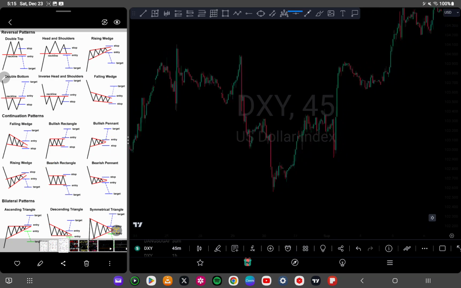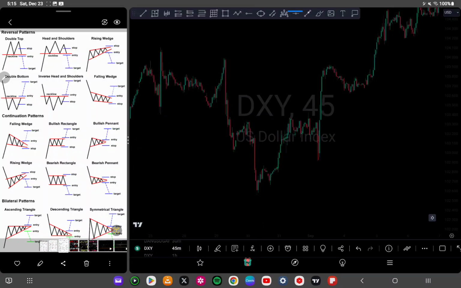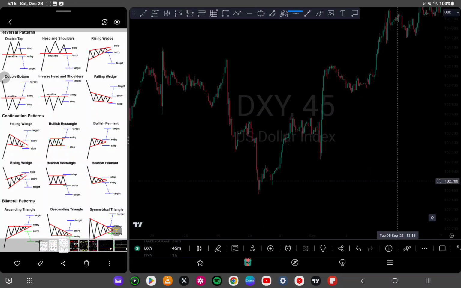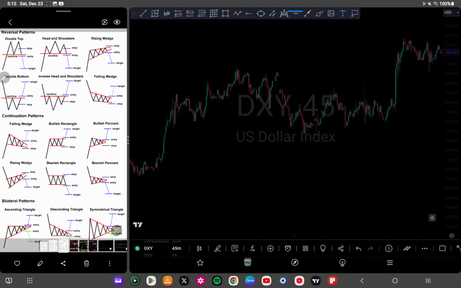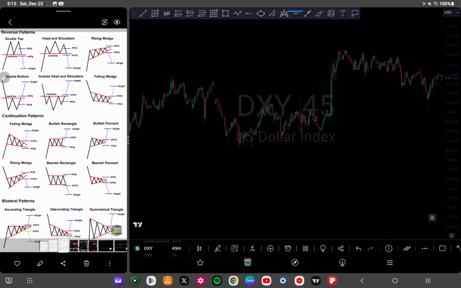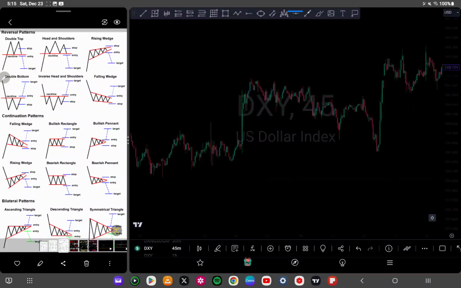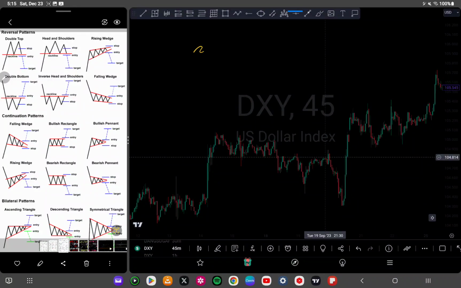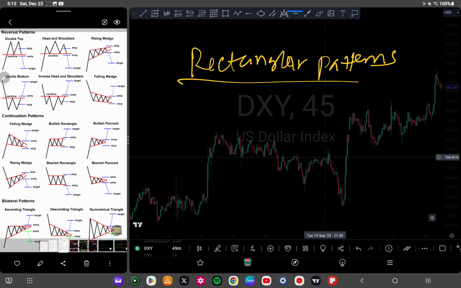So that is a falling wedge. What else do I want to see? A rising wedge, sorry. What else have I not talked about? Okay, I have not talked about the bullish rectangular. So these are the rectangular patterns for the bull and bear directions.